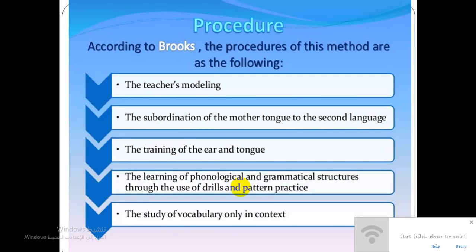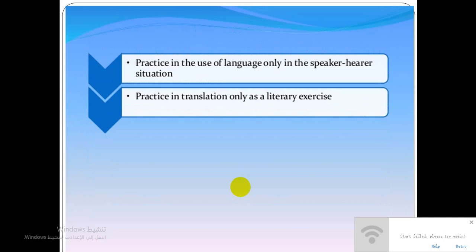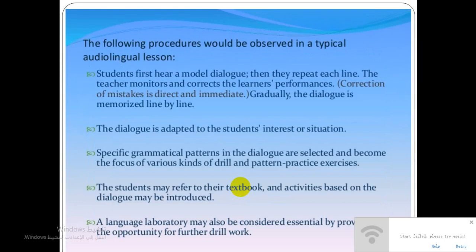Procedures. According to Brooks, the procedures of this method are as follows: the teacher's modeling, the subordination of the mother tongue to the second language, the training of the ear and tongue, the learning of phonological and grammatical structures through the use of drills and pattern practice, the study of vocabulary only in context, practice in the use of language only in the speaker-hearer situation, practice in translation only as a literary exercise. Here, the following procedures would be observed in a typical Audiolingual lesson.